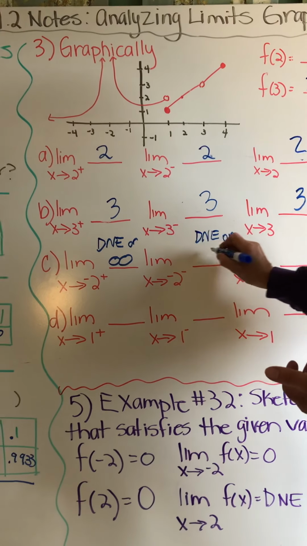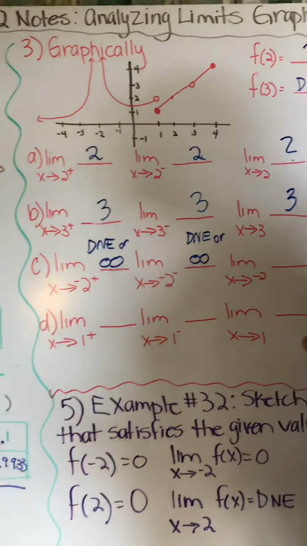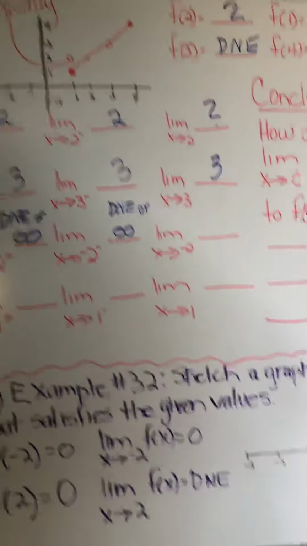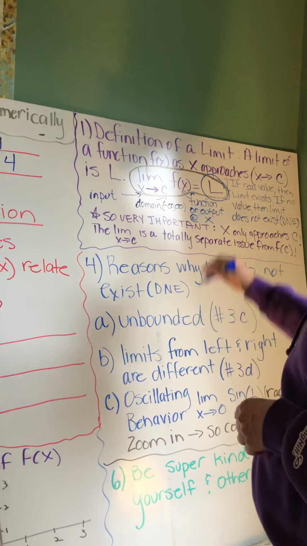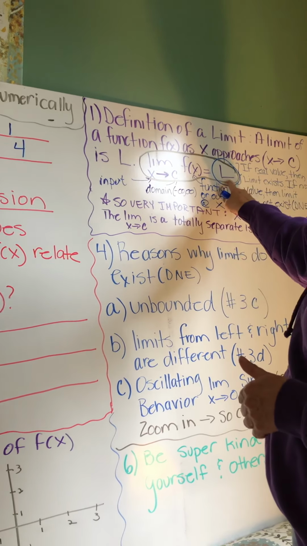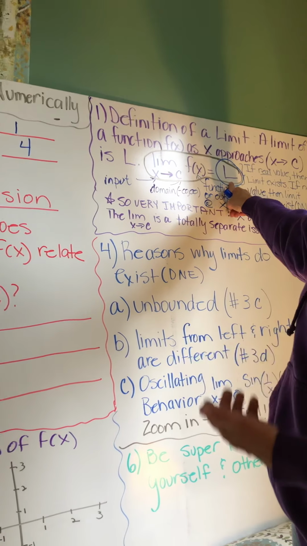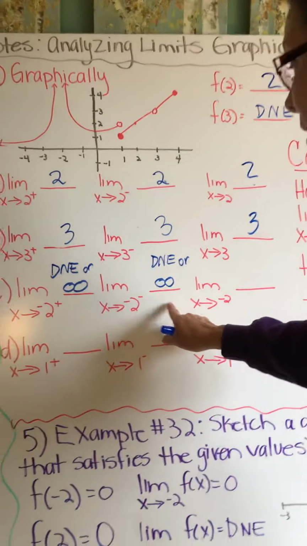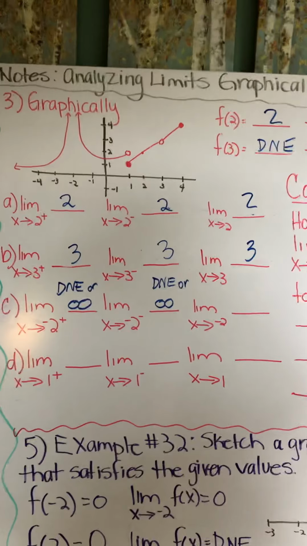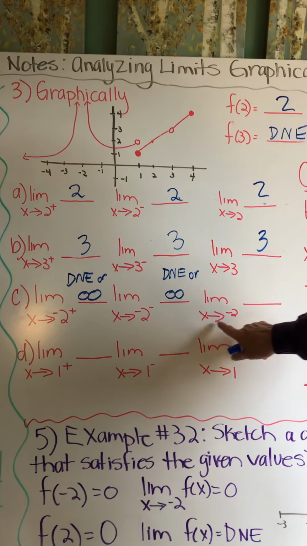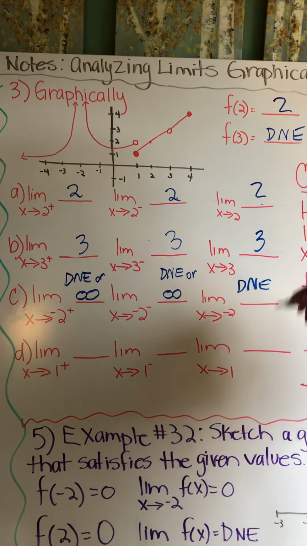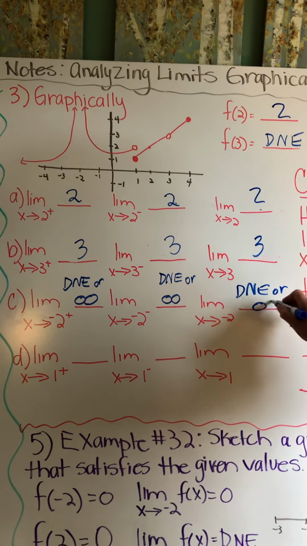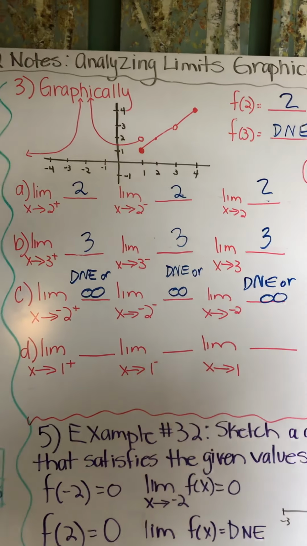If you feel like it, you can put or approaches infinity. That's the reason why it doesn't exist. Please remember over here, when we were talking about the definition of a limit, that for a limit to exist, it has to approach a real value, a real number. Infinity is not a real number that you can name. So the limit as x approaches -2 does not exist. Or you could give the reason and say that it approaches infinity.